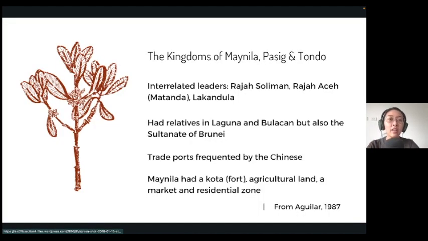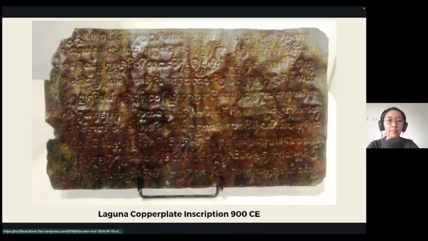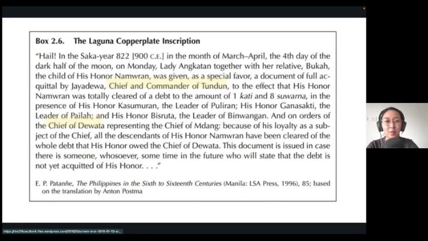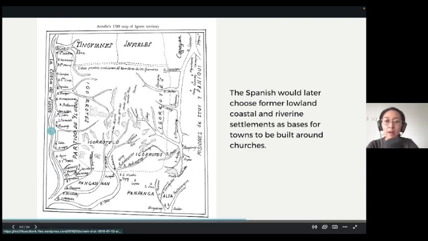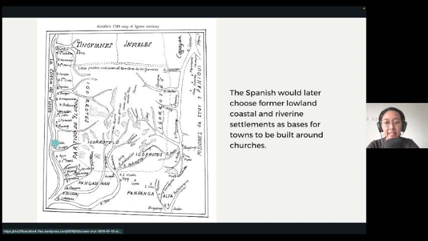Okay, examples are the kingdoms of Maynila, Pasig, and Tondo. And these places, at least Tondo, is mentioned once again in the Laguna copper plate inscription. Right. Here are examples of lowland coastal settlements that would become important in the era of Spanish colonization. So, alongside Hispanized place names such as San Juan, you also have places like Bawang, Kaba, Aringay, Agoo, which are definitely local terms and local places or local communities that existed even before the Spanish reduced them into these settlements. Okay.